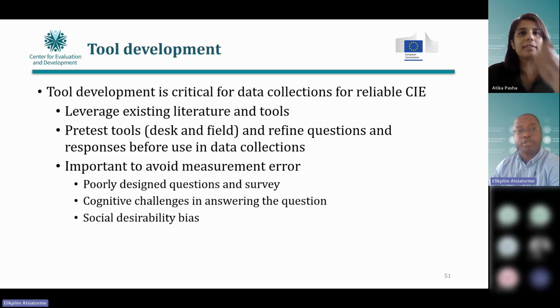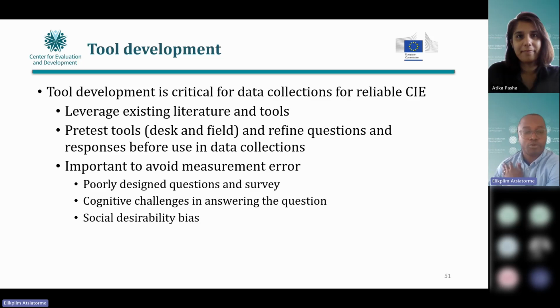Also, it's really important that you pre-test your tools to make sure that they actually measure what you want to measure. Because if you don't pre-test them, you would end up measuring something which you are not interested in. And so it's really critical that you do that.